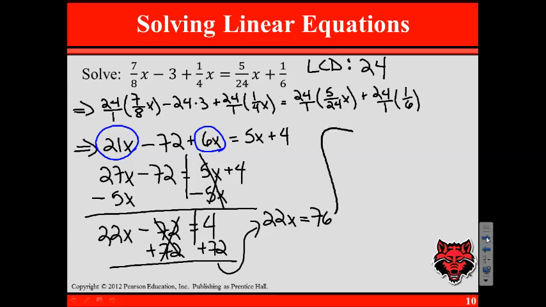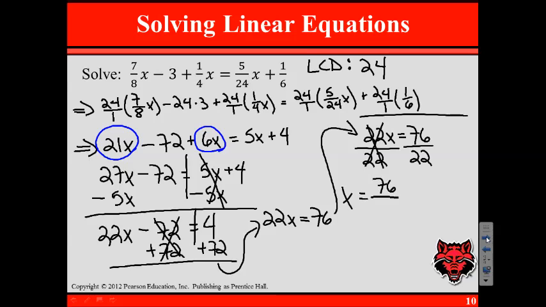Let's take this and write it closer to the top so we have more room to work. So 22x equals 76. We divide both sides by 22. 22 divided by 22, those 22's cancel. We're left with x equals 76 over 22. Now, anytime we have fractions in the answer, we want to make sure that those fractions are reduced to lowest terms, that they're simplified.